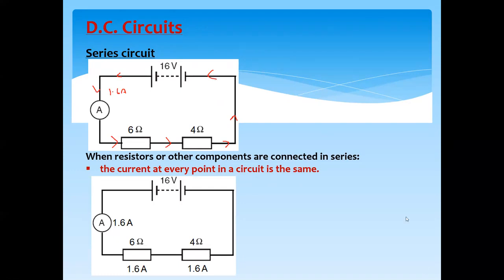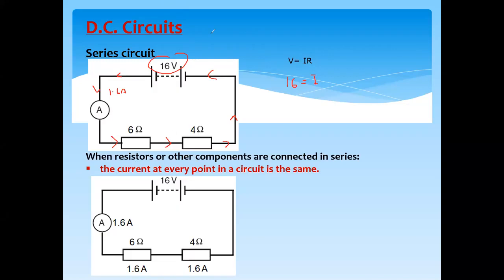And how can I find the total current? If we want to find the current, we have the formula, voltage V equals IR. If you are using the total voltage, then we need the total resistance. So what is the total voltage of the circuit? The total voltage of the circuit is 16. The current we don't know. And what about the total resistance?